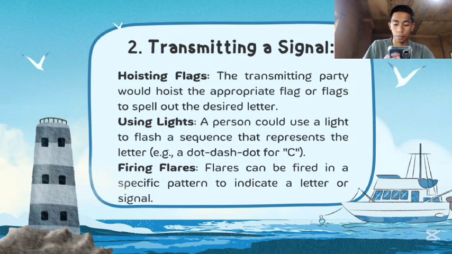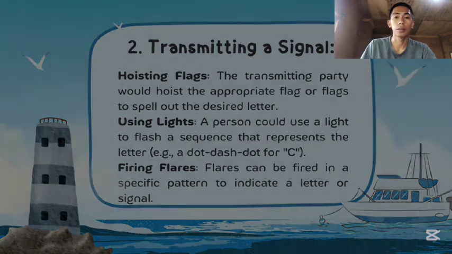Hoisting the flags. The transmitting party would hoist the appropriate flag or flags to spell out the desired letter. Using lights. A person could use a light to flash a sequence that represents the letter. Example, a dot, dash, dot for C. Next is firing flares. Flares can be fired in a specific pattern to indicate a letter or signal.